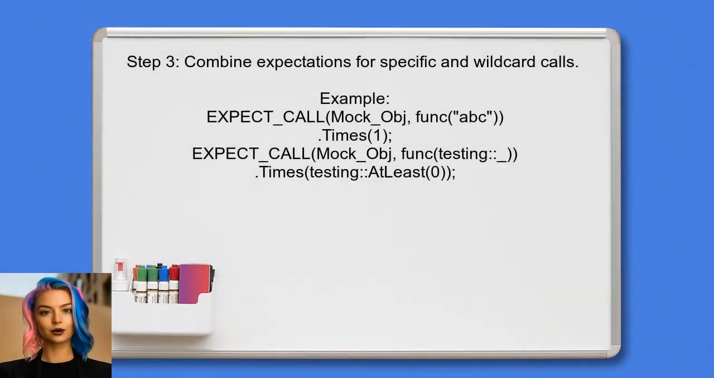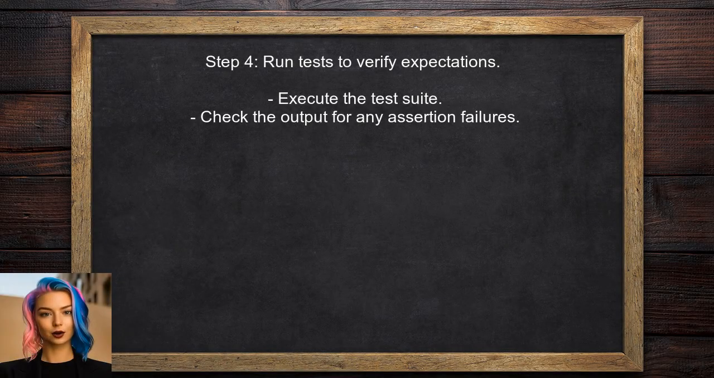Now the user should combine these expectations. They can use a combination of the specific call and the wildcard matcher to ensure the function behaves as required. Finally, the user should run their tests to verify that the expectations are met. This will confirm that the function was called exactly once with the specified argument and can be called multiple times with others.